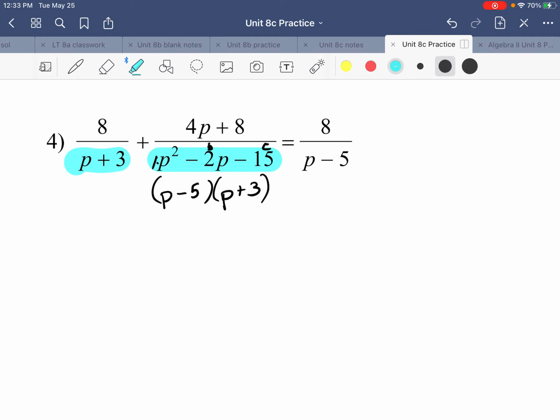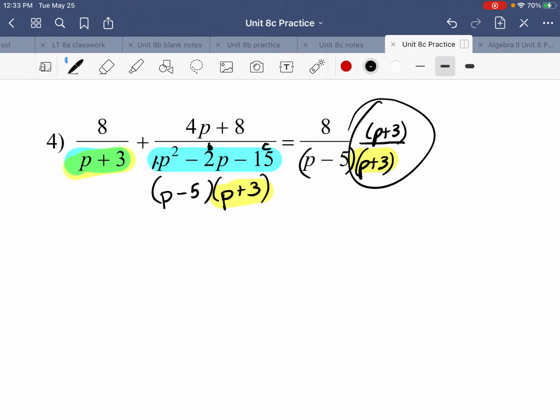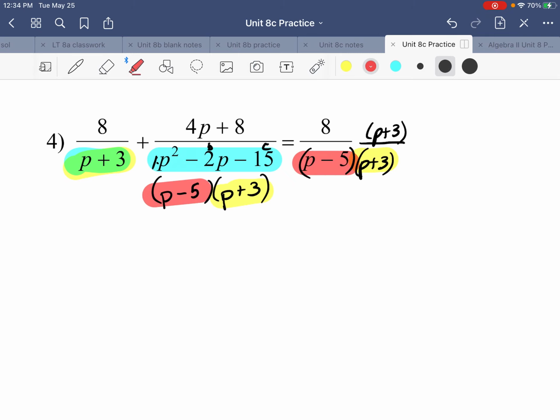Looking at our denominators, we have p plus 3, but no p plus 3 in our last denominator, so we need to multiply by p plus 3. The numerator also needs to be multiplied by p plus 3, so then what we're multiplying by is equivalent to 1, so we're not changing the value of the problem. But now we have a p plus 3 in every denominator. Looking at our next, we have a p minus 5, but we don't have a p minus 5 in our first. So we need to multiply numerator and denominator by p minus 5.